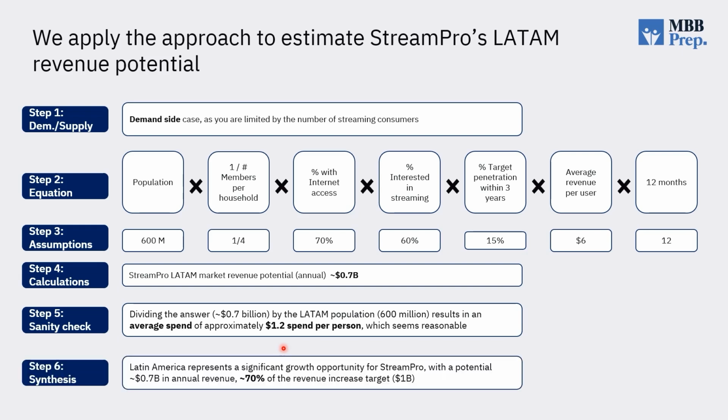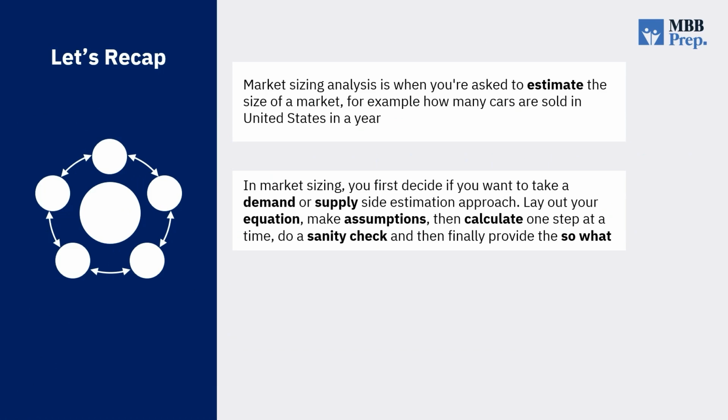Finally, we synthesize, right? What does this mean to our client objective? Our objective is to get a $1 billion revenue increase, and 0.7 billion equates to 70% of that increase, which means we still need to look at other opportunities to get the remaining $0.3 billion. Now, let's recap what we have learned so far.